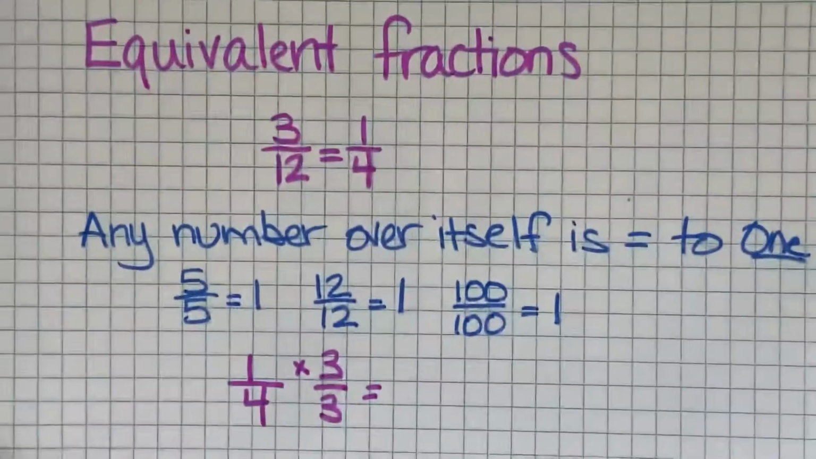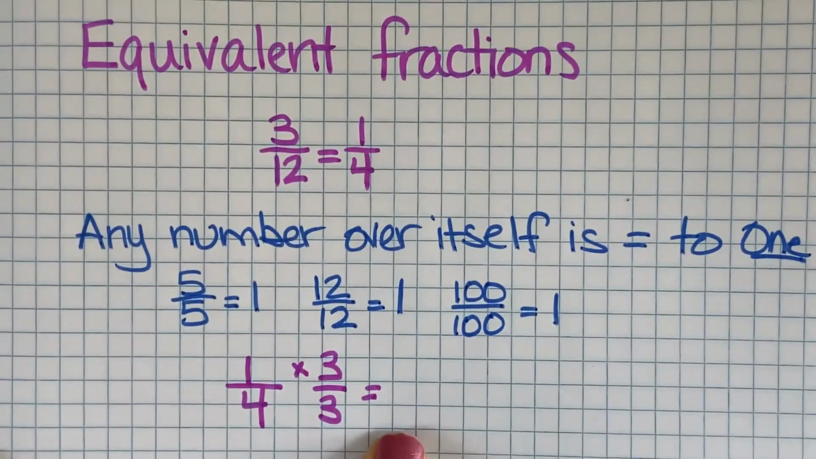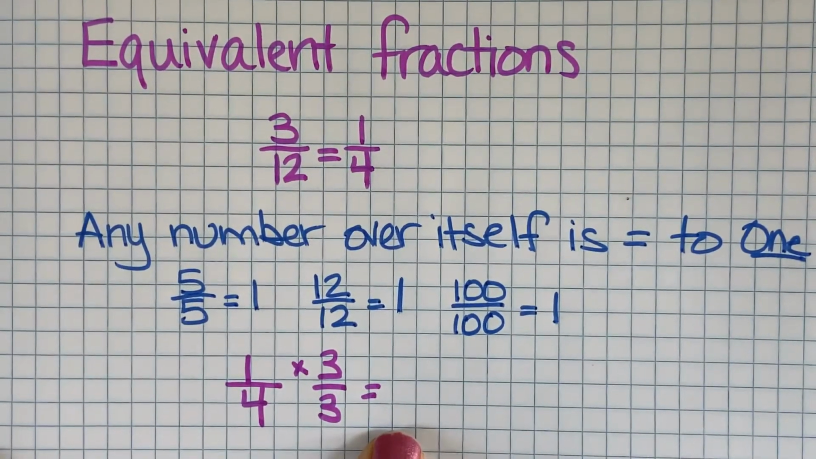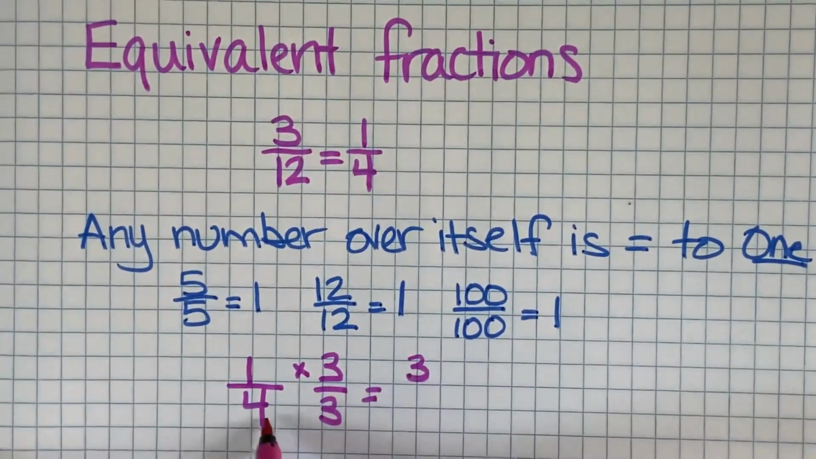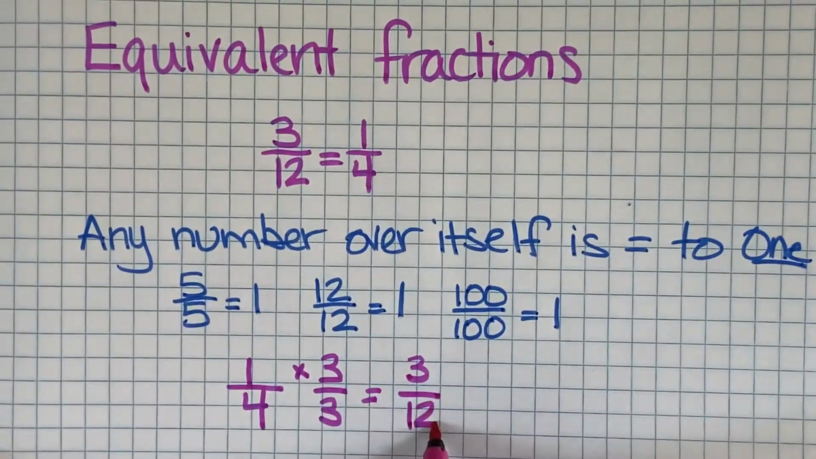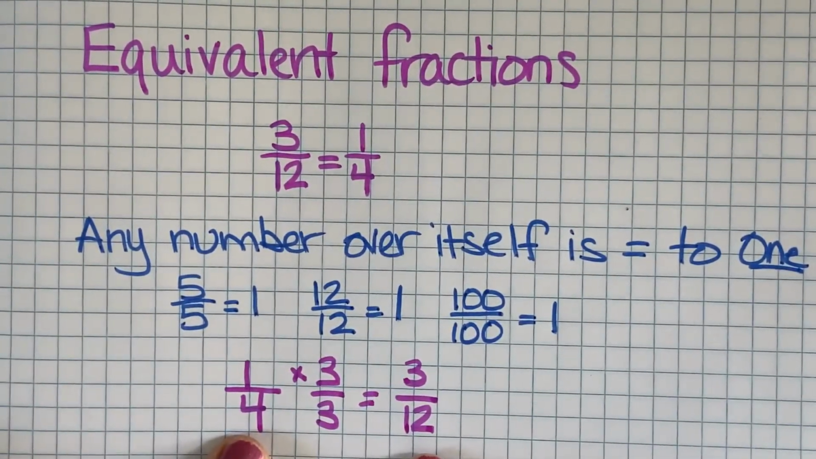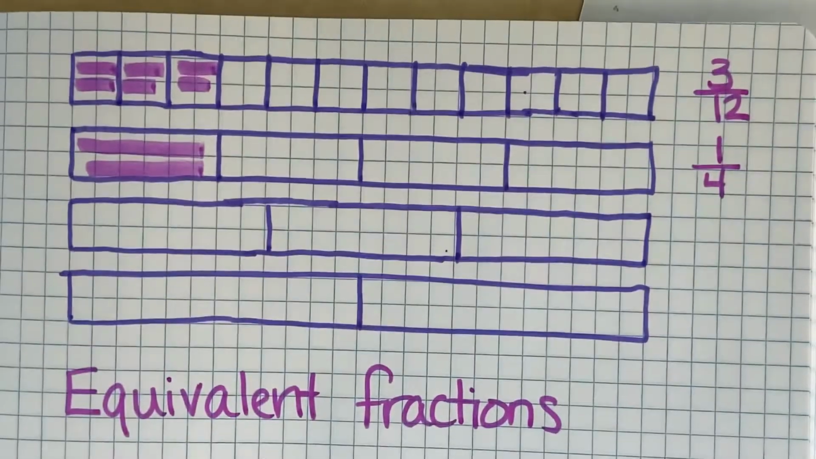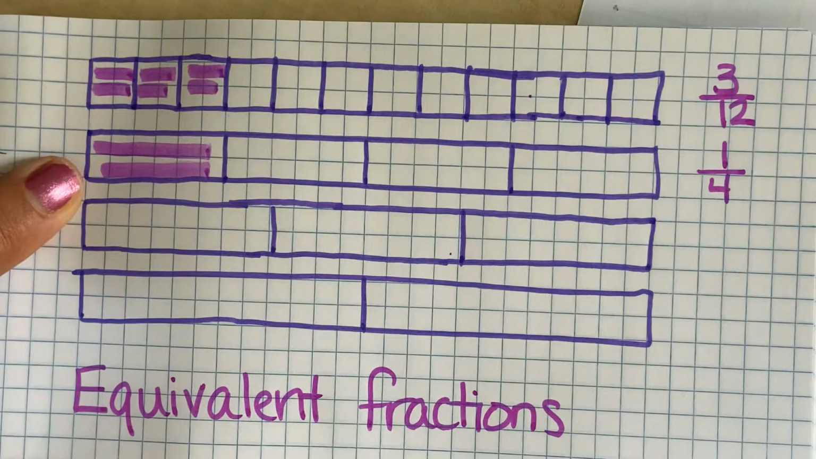So I'm really doing 1/4 times 1. I should get 1/4 as my answer. So I do 1 times 3 is 3. 4 times 3 is 12. I get 3/12. Was 3/12 equal to 1/4? Let's go back to our picture. 3/12 and 1/4 take up the same spot.